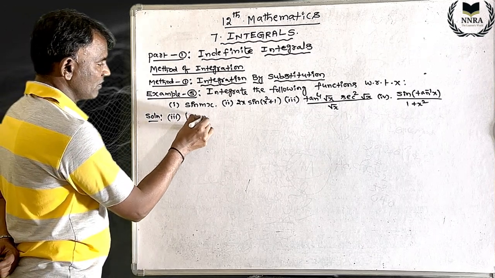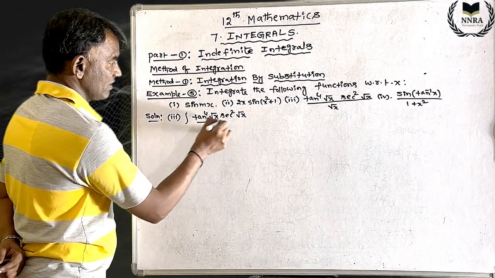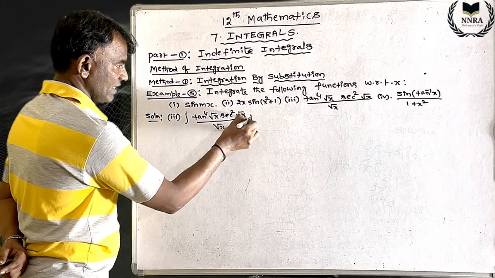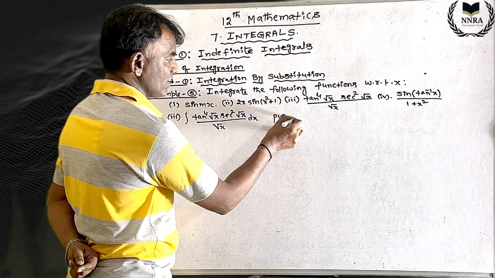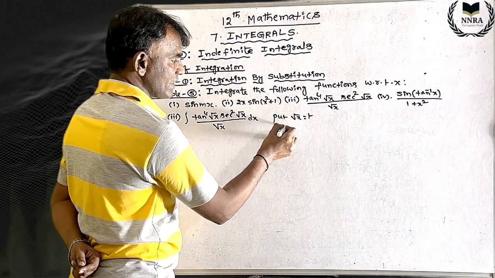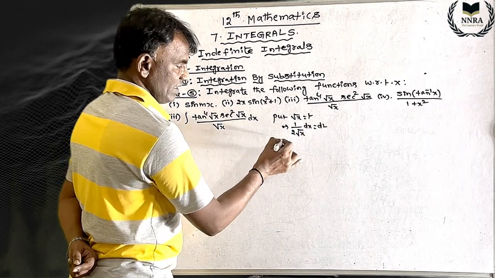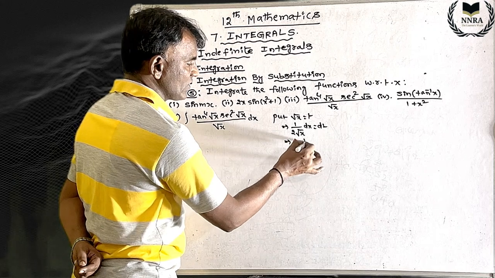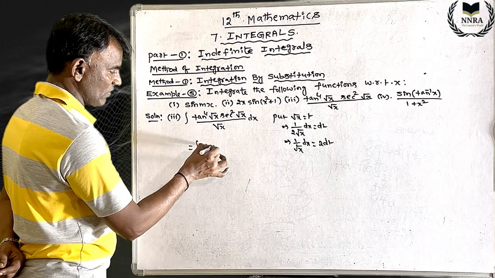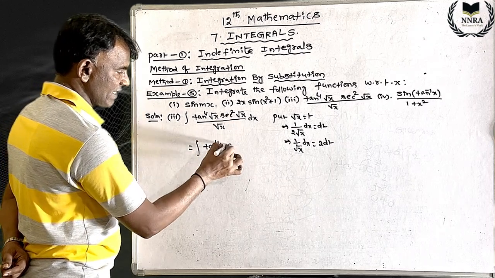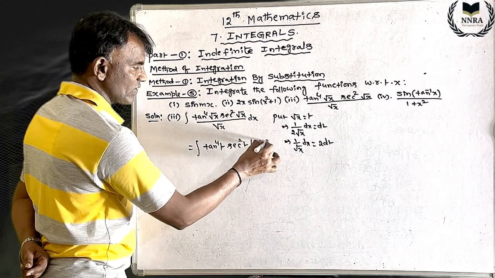Integral of tan^4(√x) sec²(√x) divided by √x, dx. First we substitute √x equal to t. The derivative of √x can be written as 1 by 2√x, so (1/(2√x)) dx equal to dt. From this we get 1 by √x dx equal to 2 dt. So this can be written as tan^4 t, and it is sec² t, then 1 by √x dx means 2 dt.